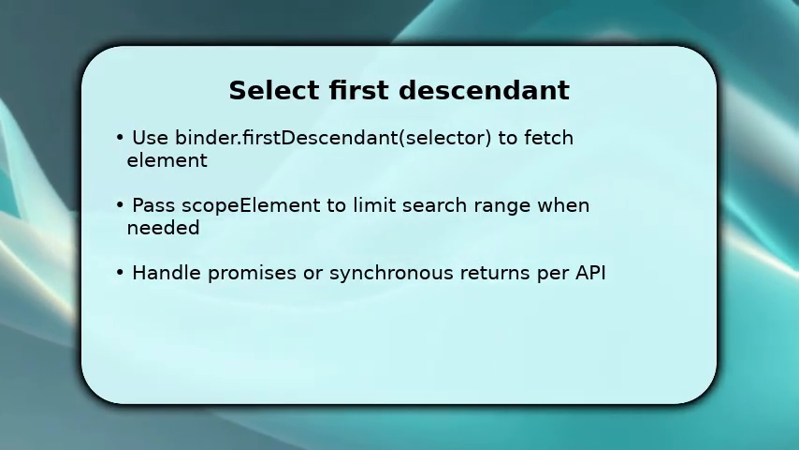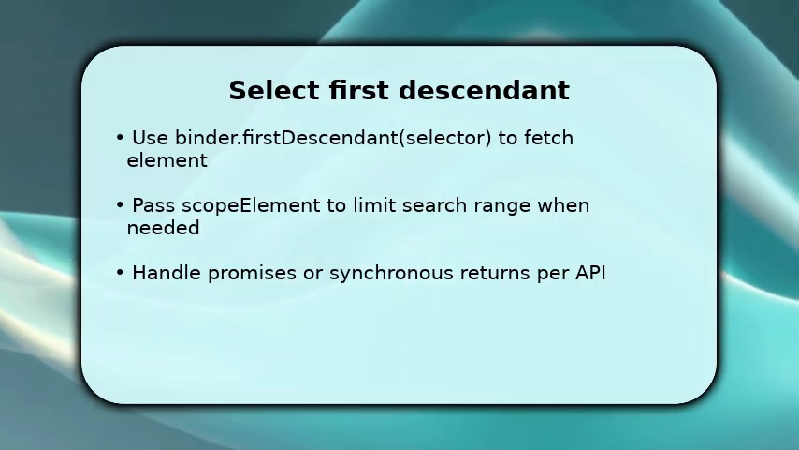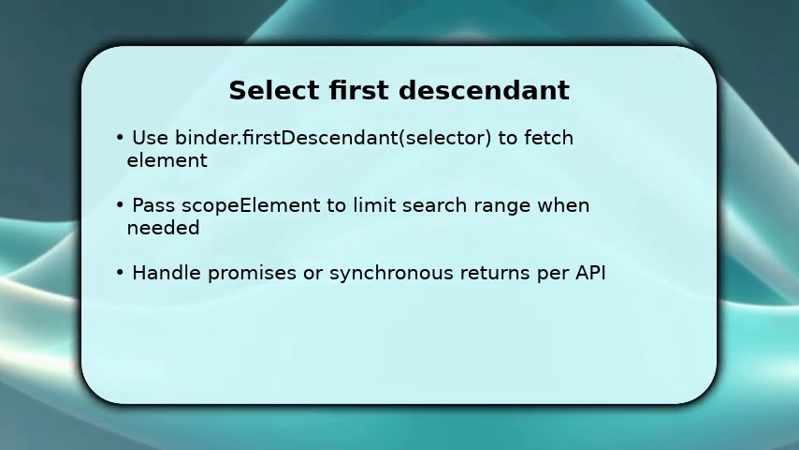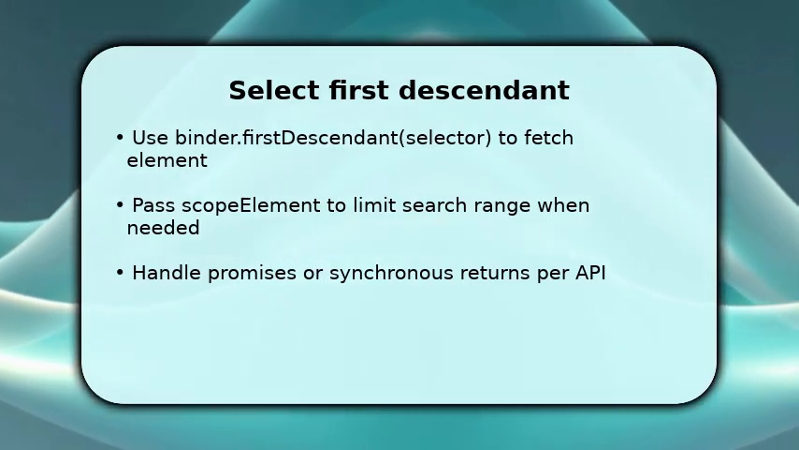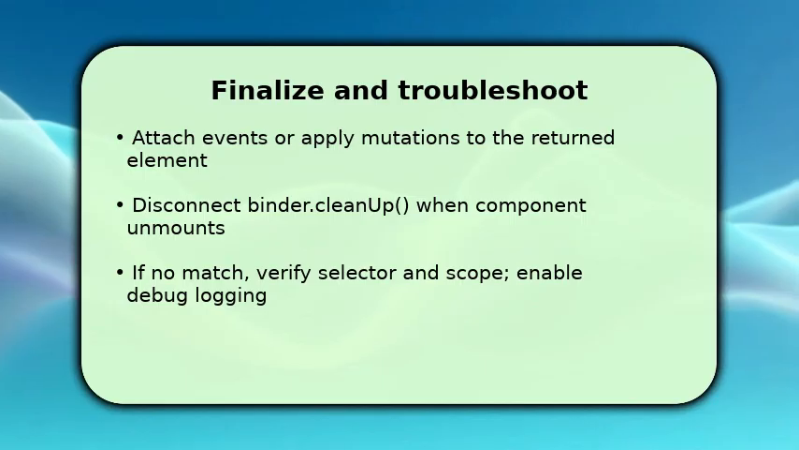Pay attention to whether the API returns a promise or a sync value. If it's a promise, await the result. Once you have the element, inspect attributes or bindings so you can wire events or update state. You finish by attaching handlers or performing DOM mutations on the fetched first Descendant and then verifying behavior.